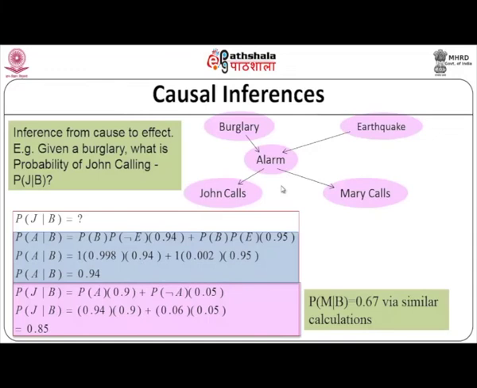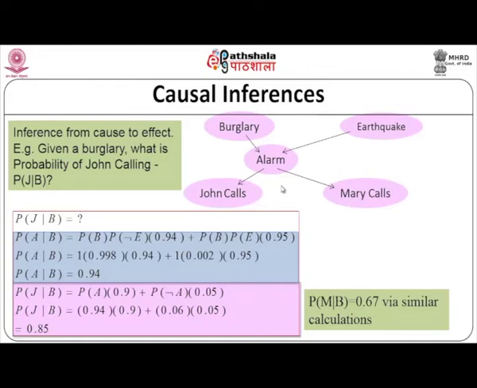Now, let us look at the other thing, causal inference. Inference is basically diagnostic and causal inference. Causal inference is inference from cause to effect: given a burglary, what is the probability of John calling? That was the joint probability distribution of the whole network. Now, we are taking specific cases. What is the probability of John calling when a burglary has occurred? That is, the probability of John given B.